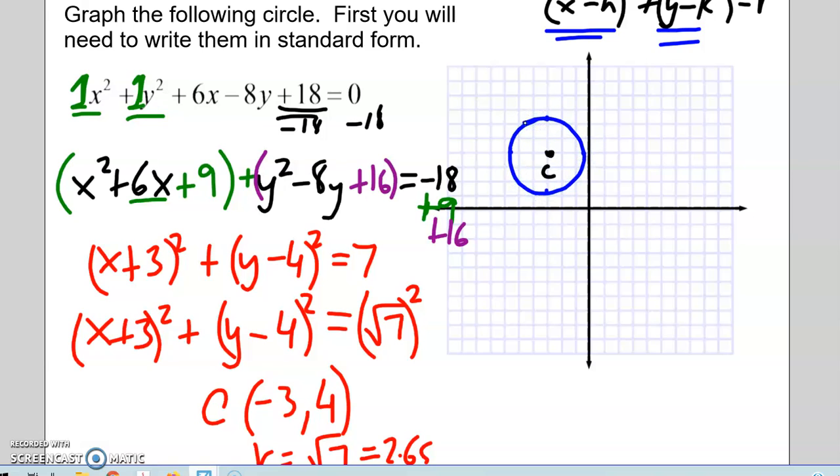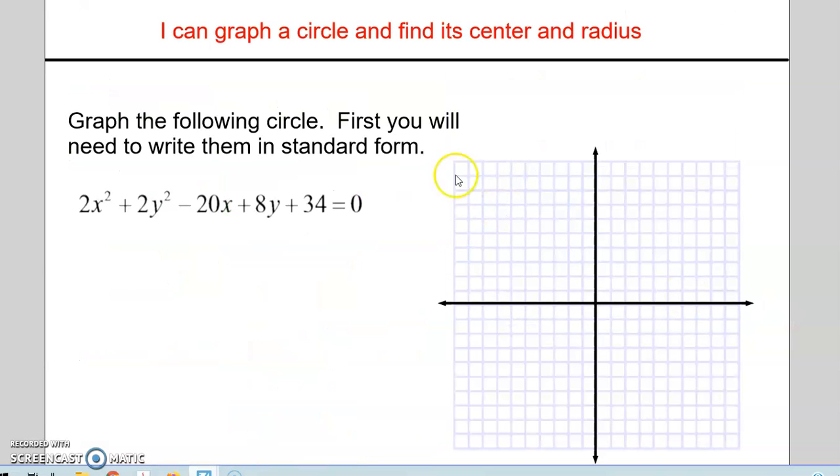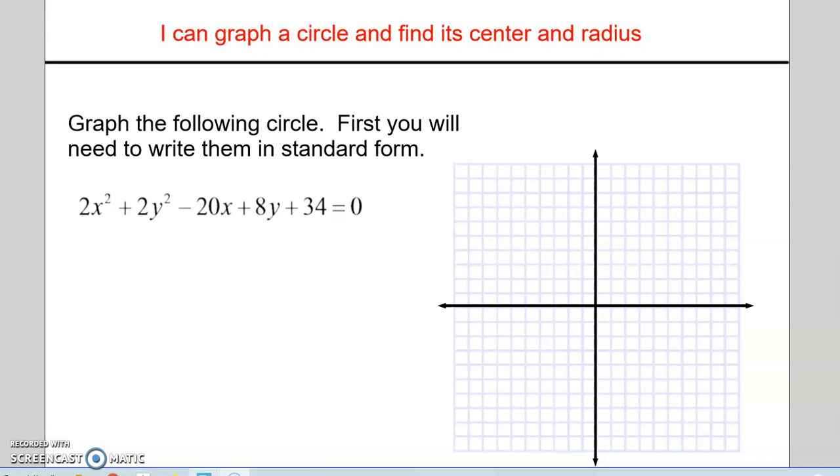Okay, so that's a great example of how we would take something that has got a whole bunch of terms. First of all, identifying that it's a circle, then using completing the square to identify the center and the radius, and then graphing it. Okay, so let's do one more example here. This is the last example for today. So we're graphing the following circle.